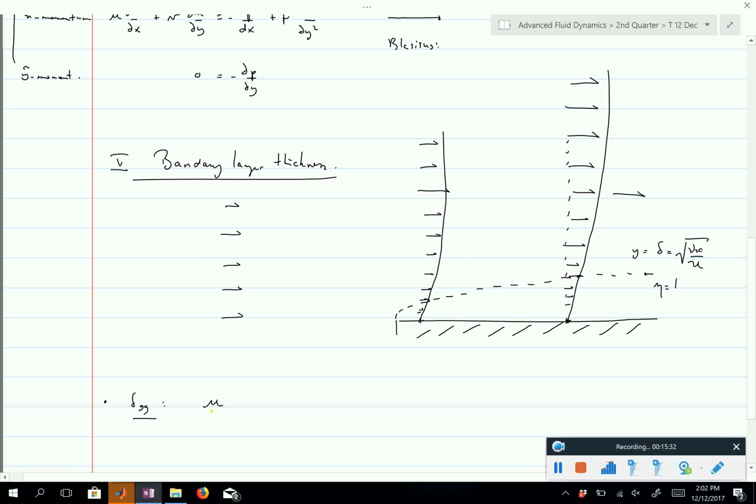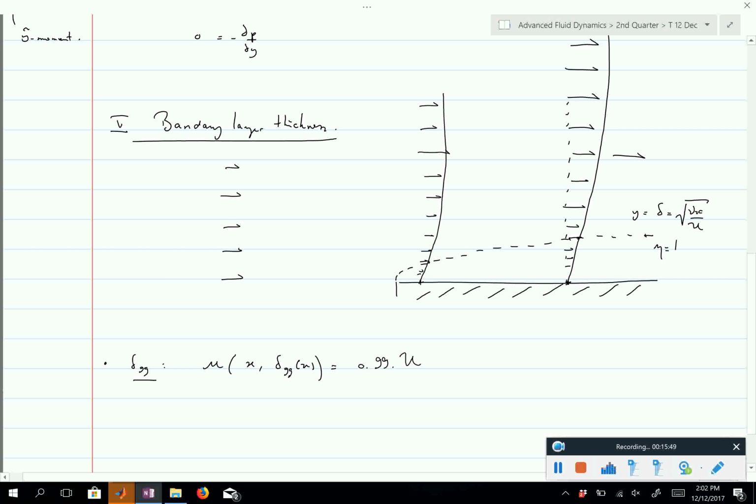So it's the velocity u. So at delta 99, the velocity u at x and at that height, delta 99 of x, is equal to 0.99 times the velocity outside. Right, so this is maybe a sort of a definition of where your boundary layer starts. If you are underneath that, then your velocity is going to rapidly go to 0, and so you define this as your boundary layer thickness.